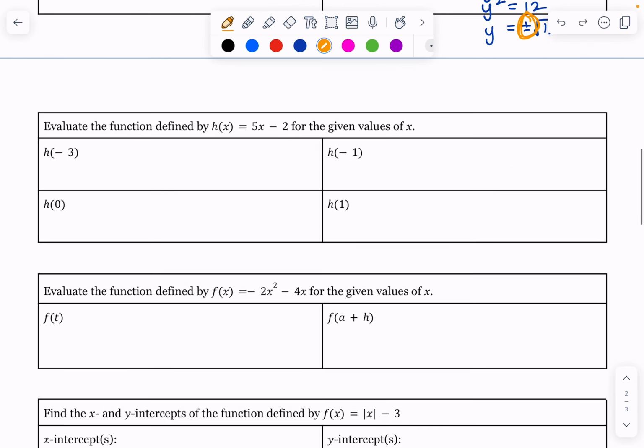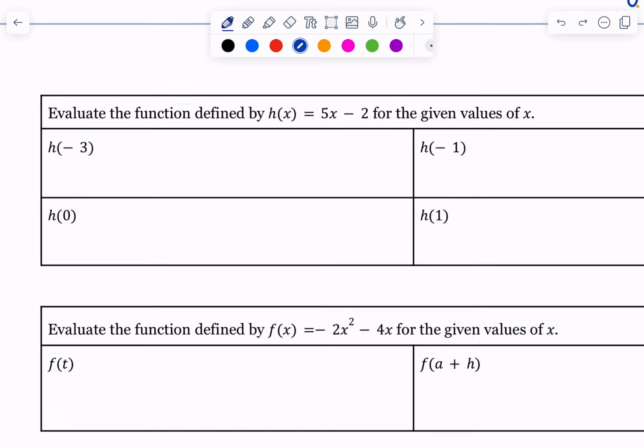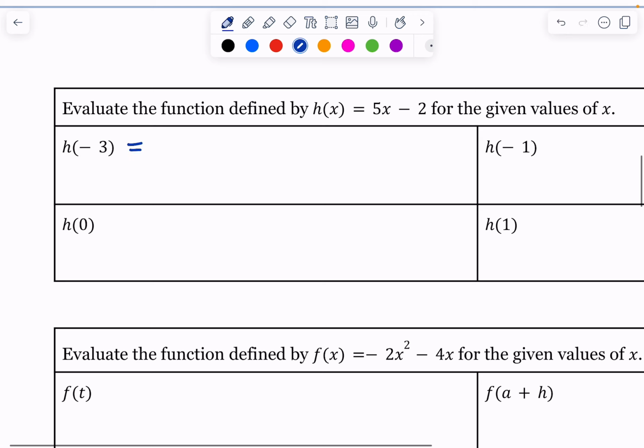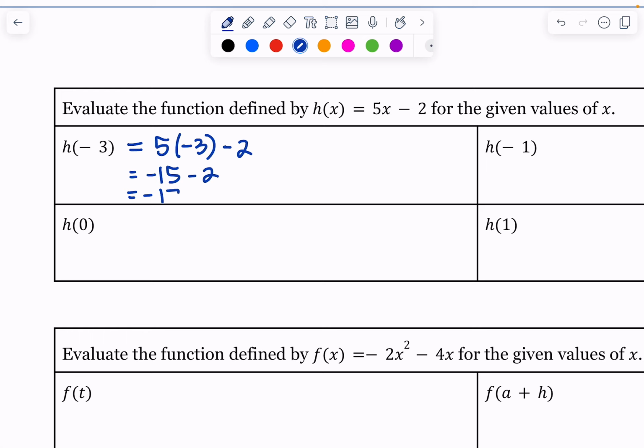Awesome. On the next page, it just says evaluate the function defined by h of x equals 5x minus 2 for the given value of x. Evaluate is the easiest kind of algebra where you're just plugging in. So for h of -3, we are plugging in 5 times -3 minus 2, which would be -15 minus 2, which would give us -17. And that's it.